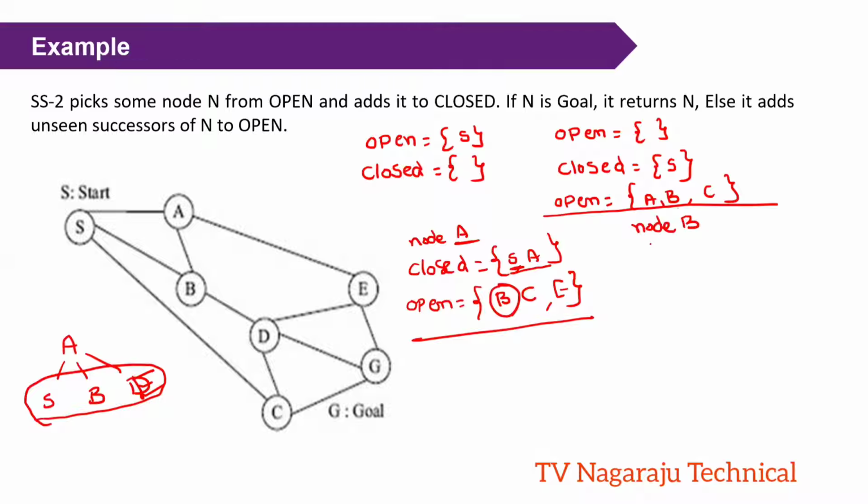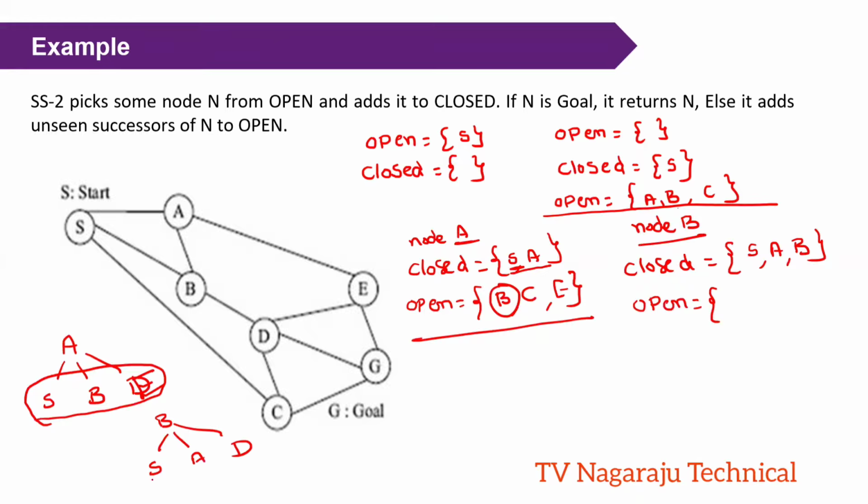Same process is repeated. Pick node B. Whenever you are picking node B, closed consists of S comma A comma B added. Now my open: the successors of B. What are the successors? S, A, D. S comma A already visited, so no need to add to the open. Only D is generated. Now the open already consists of C comma E, and only D is generated.